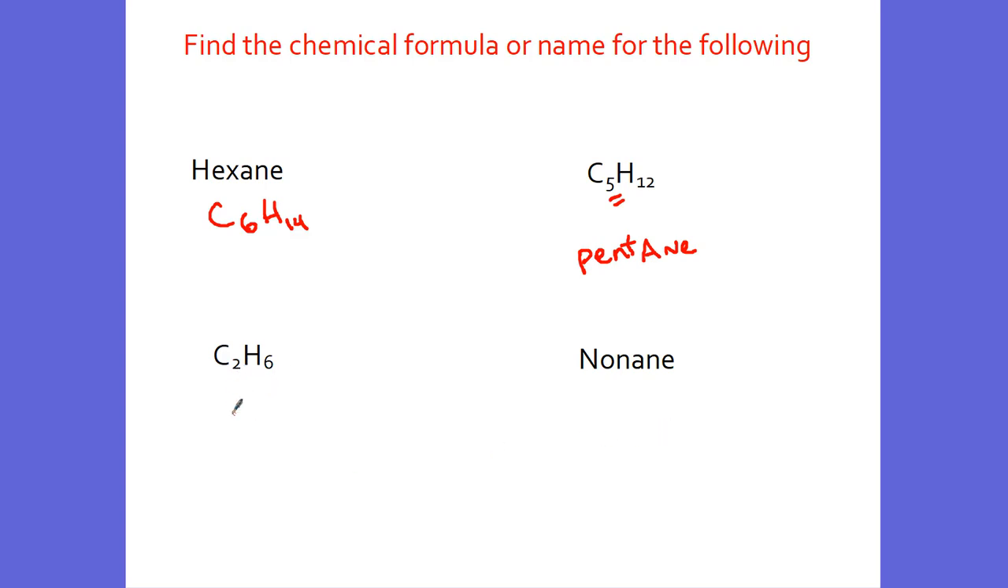C2H6, 2 carbons is eth, and times 2 and add 2, which means it's all going to be ane, ethane. Nonane, we've already done that one. C9, what do we do? We double the carbons, so it's 18 plus 2 is 20. And so we found the chemical formula.